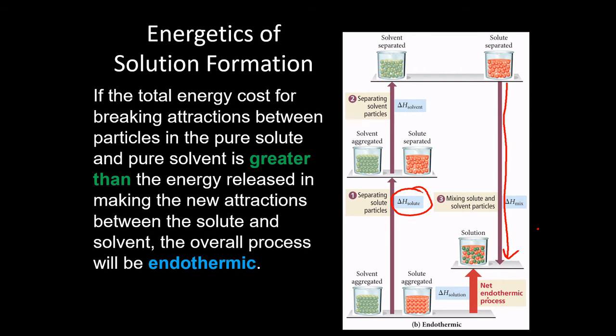By the way, this is the type of process that happens in chemical cold packs, ice packs. So if you've ever played sports and you got a sprain or something, and they took one of those packs and they broke the water pouch inside, and it got really, really cold really fast, that was because of an endothermic mixing process. I want to say it's ammonium nitrate that's in there, and it mixes with water, and that is a very, very cold mixing process.